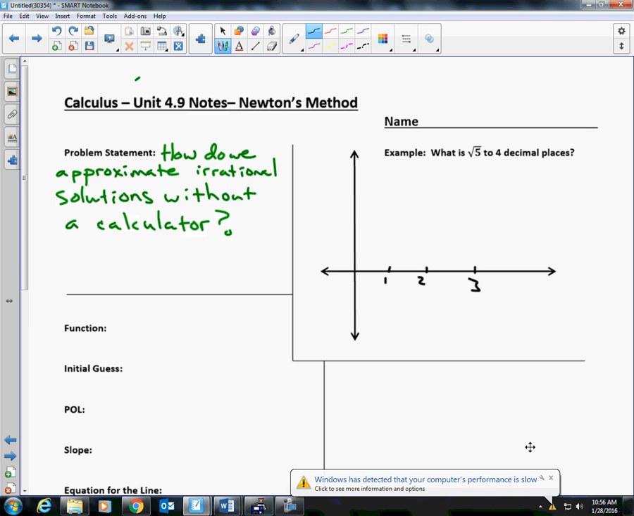We are going to create a curve, and the curve I'm going to create is x squared minus 5. What is the x-intercept of x squared minus 5? The y-intercept is negative 5. What's the x-intercept? The root of 5. Thank you. So if we want to approximate the root of 5, we need a function that has a solution of the root of 5. And it's just a parabola. It goes up. It does something like that, right?